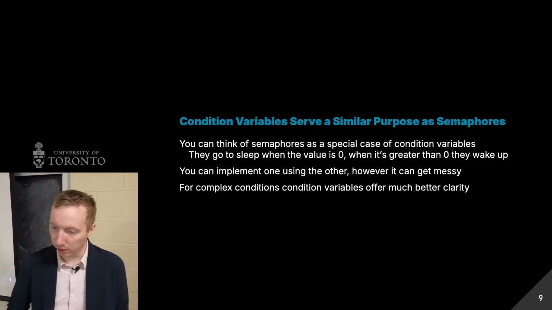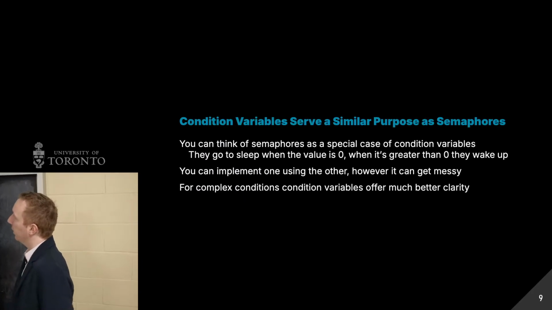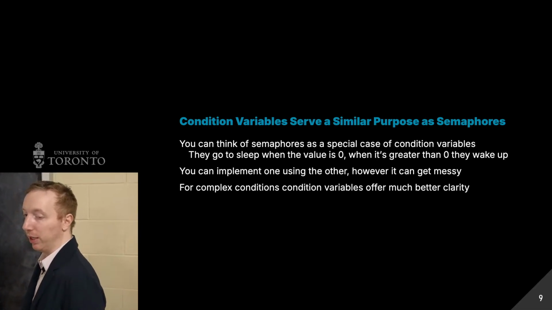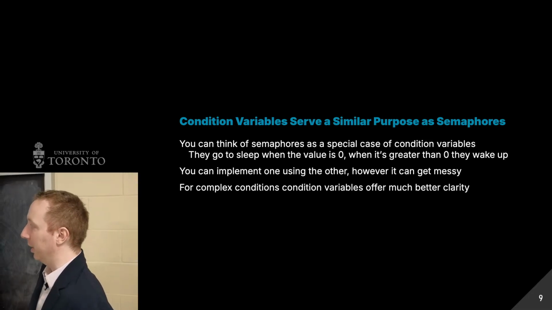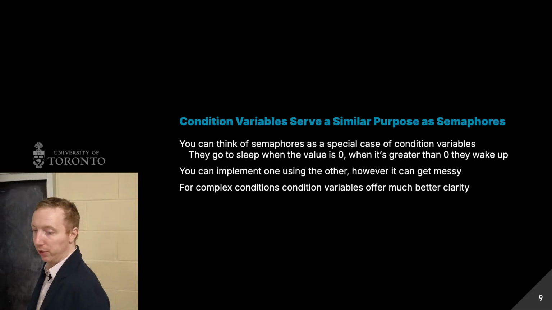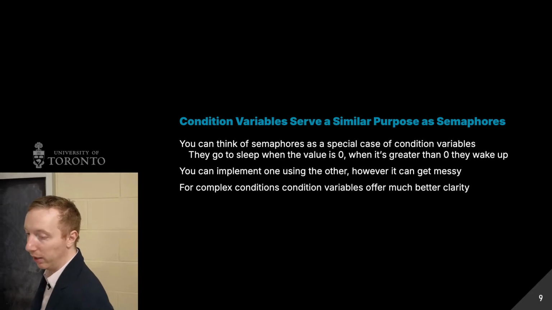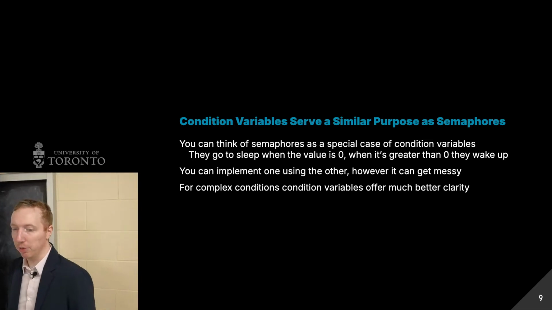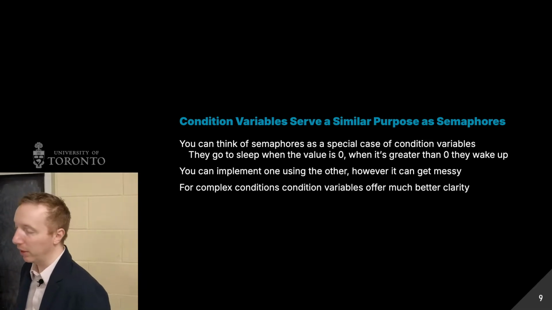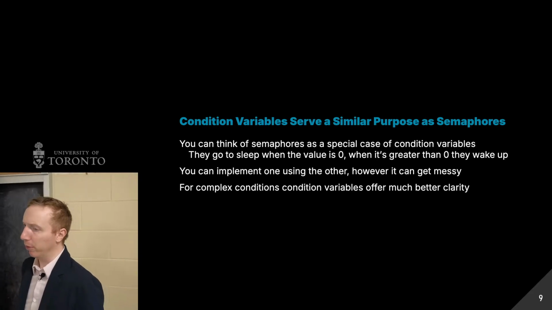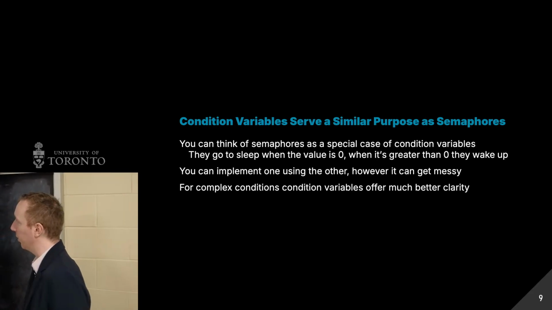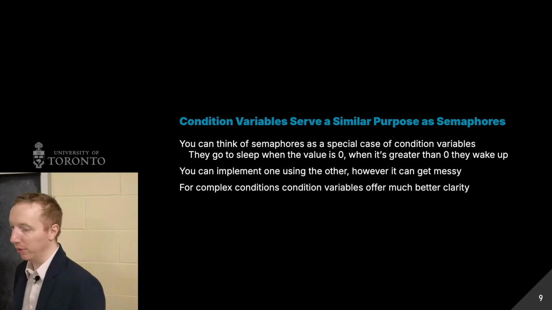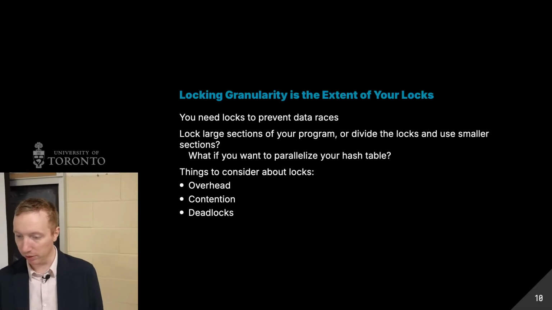All right, cool. So, like I said, condition variables serve a very similar purpose to semaphores. Semaphores are basically a special case of condition variables. You can just create your own unsigned integer, go to sleep or wait when the value is 0, and then when it's greater than 0, you can wake up and actually decrement it. You can also implement one using the other. However, it can get very messy, very quick. That is meant for theory, not for writing clear and concise programs. So for complicated conditions, basically just use condition variables to make your program a lot more readable.